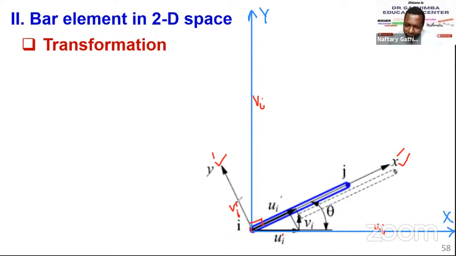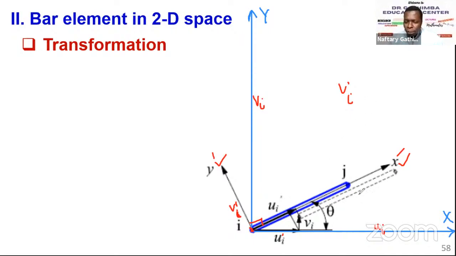So let's consider just this node I. This is node J, or node 1 or node 2. At the local coordinate system, when we are just considering one element, there is no vertical displacement at the node. That's why this v prime i or v prime j does not contribute to the stretch or deformation of a bar element, but it contributes to the deformation of a structure. All right. Now we have done that.